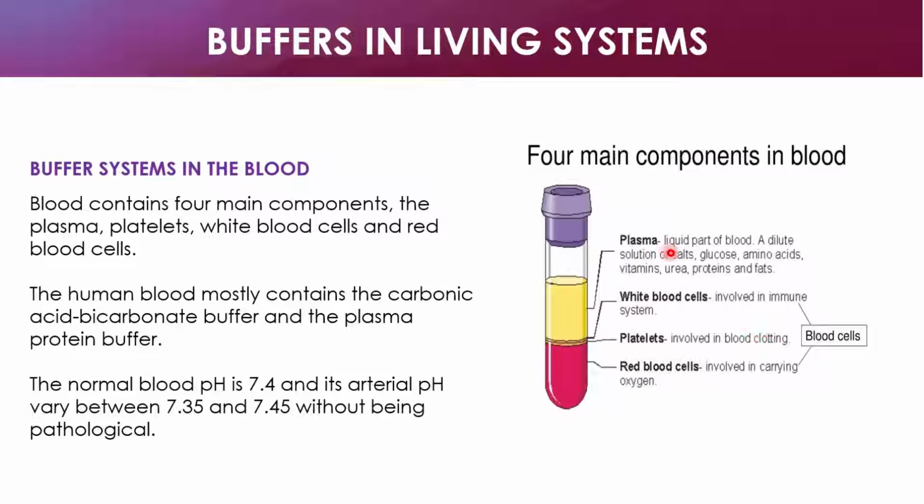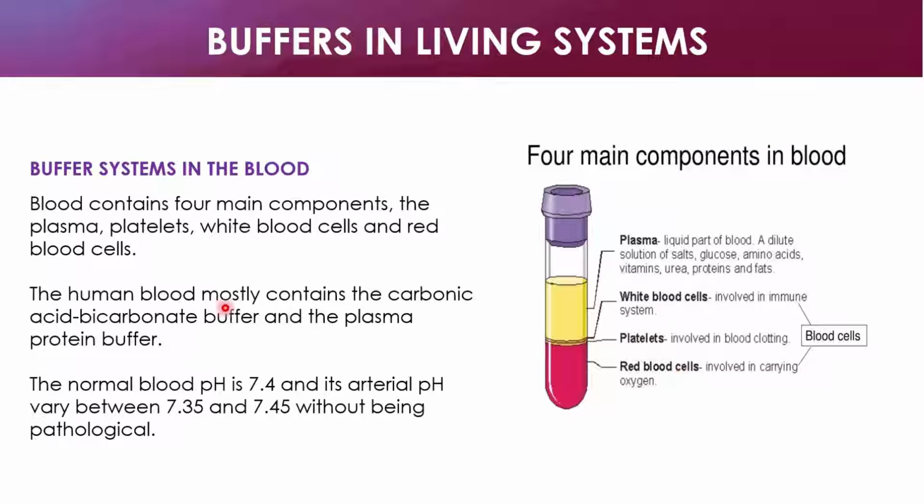So blood contains four main components. We have the plasma, which is the liquid part of the blood, and normally is made up of a dilute solution of salts, glucose, amino acids, vitamins, urea, proteins, and fat. And we also have the platelets, which are involved in blood clotting. We also have the white blood cells, which are involved in the immune system, and we have the red blood cells, involved in carrying oxygen.